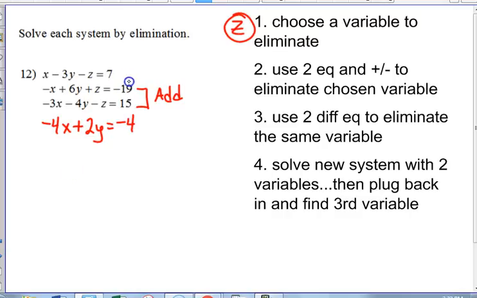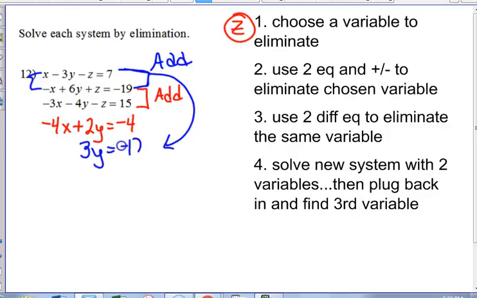So we go back up here and we pick a different 2. Now, we're going to have to reuse one of them, but we got to use this one up here too. So can we pick the top 2? Okay, if I add the top 2, what will I get? Oh, look what happens. The x's and the z's drop out, right? So I get 3y equals negative 12.